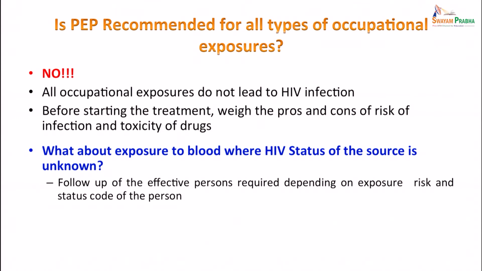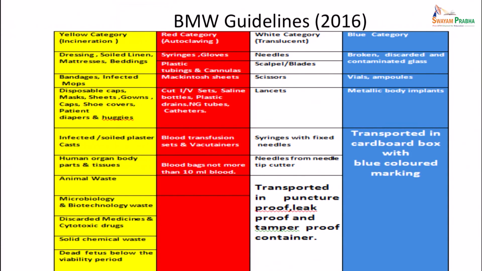Is PEP recommended for all types of occupational exposure? No. All occupational exposures do not lead to HIV infection. Before starting the treatment, you must weigh the pros and cons of the risk of infection against the toxicity of the drugs. When the HIV source is not known, you should follow up the person depending on the exposure risk and status of the person and accordingly decide. Different guidelines, like I told you, have been set.